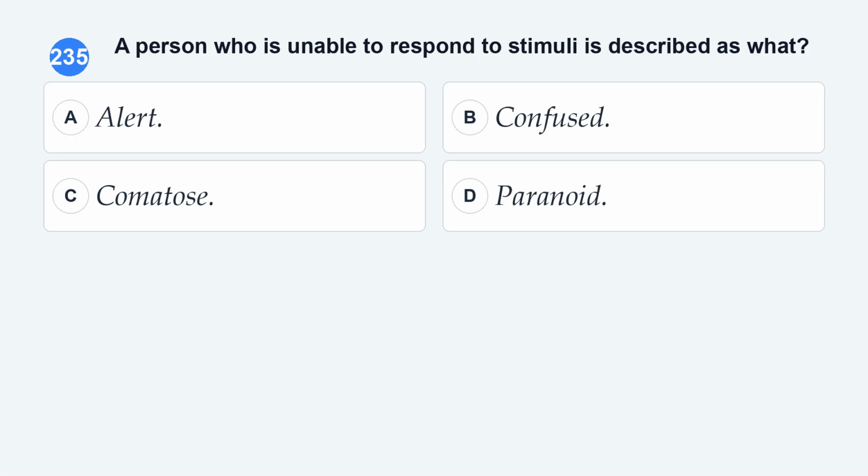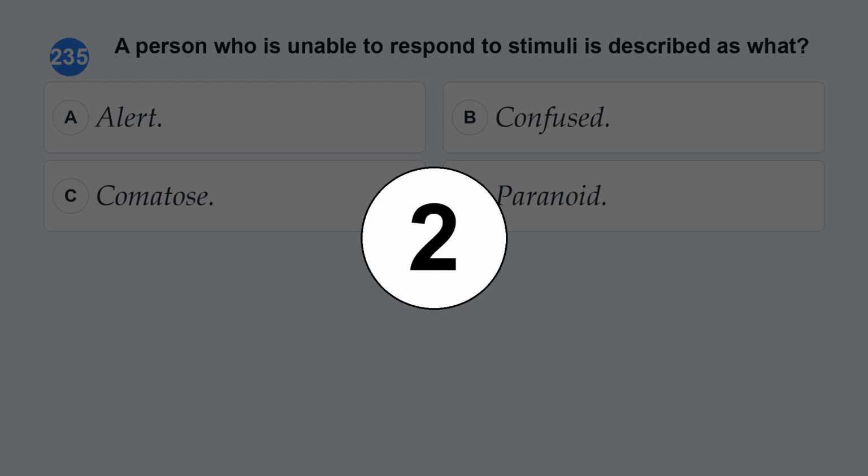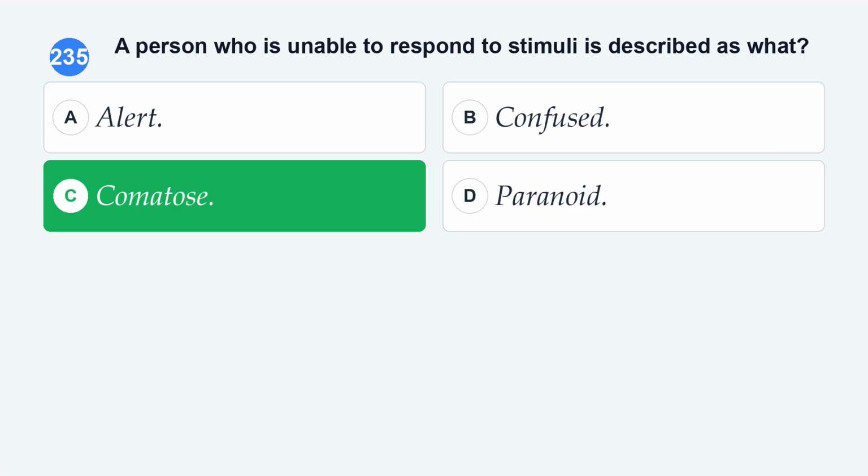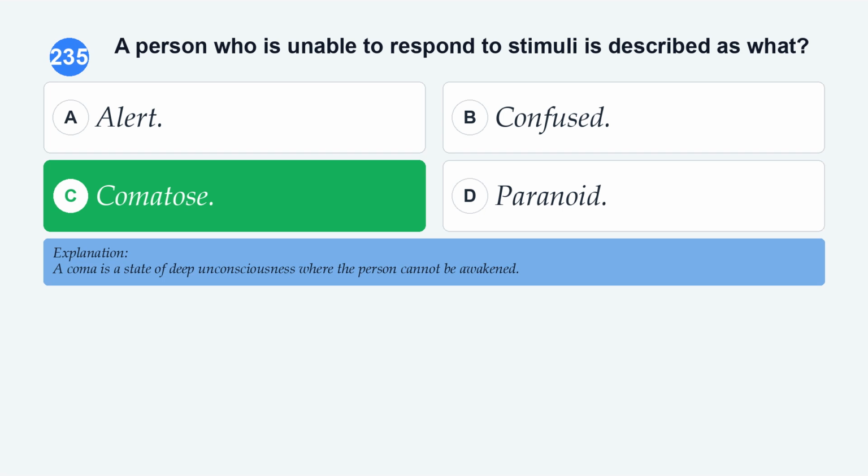Question 235. A person who is unable to respond to stimuli is described as what? Option A, alert. Option B, confused. Option C, comatose. Option D, paranoid. The correct answer is option C, comatose. Explanation: a coma is a state of deep unconsciousness where the person cannot be awakened.